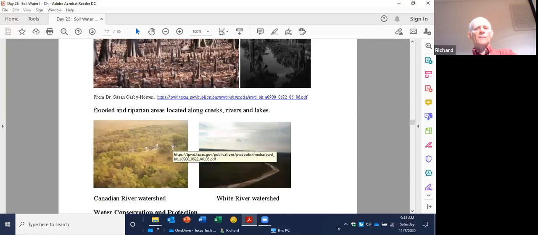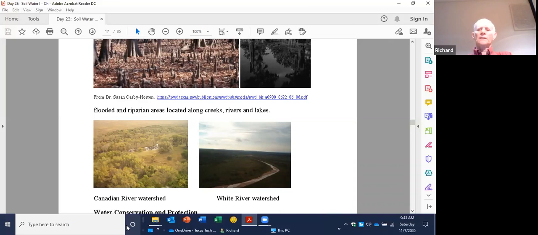Now, if we talk about flooded or riparian areas, here's the Canadian River watershed near Boys Town. Here's the White River watershed near Crosbyton. These are the watersheds that pump water into Lake Meredith from the Canadian River, or White River Lake when we talk about the one on the right.